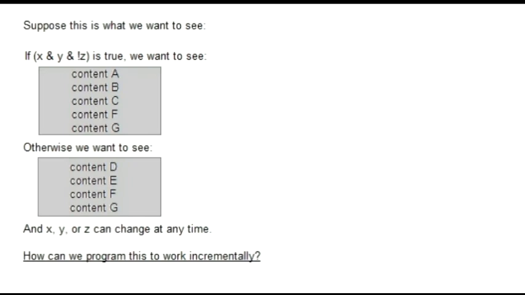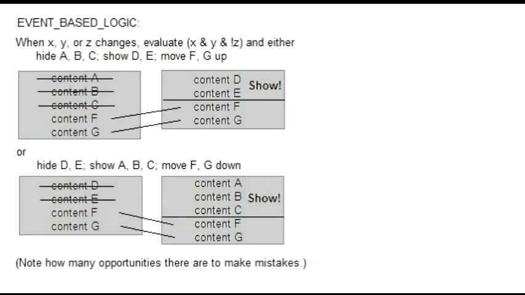This is what differential execution is all about. Suppose you have a display here, for example, that you want to have content A, B, C, and F, G, provided that X and Y and not Z are true. Otherwise, we want to have D and E and F, G, and those can change at any time.